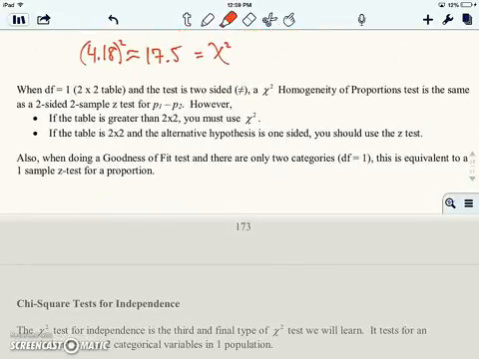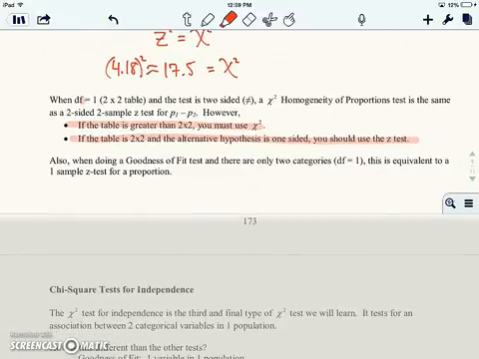When the degrees of freedom is 1 and the test is two-sided, the homogeneity of proportions test is the same as the two-sided two-sample z-test. However, if the table is greater than a 2 by 2, you must use chi-squared. And if the table is 2 by 2 and the alternate hypothesis is one-sided, you must use the z-test. Also, when doing a goodness of fit test, there are only two categories. Degrees of freedom equals 1. This is equivalent to a 1-sample z-test for proportions.